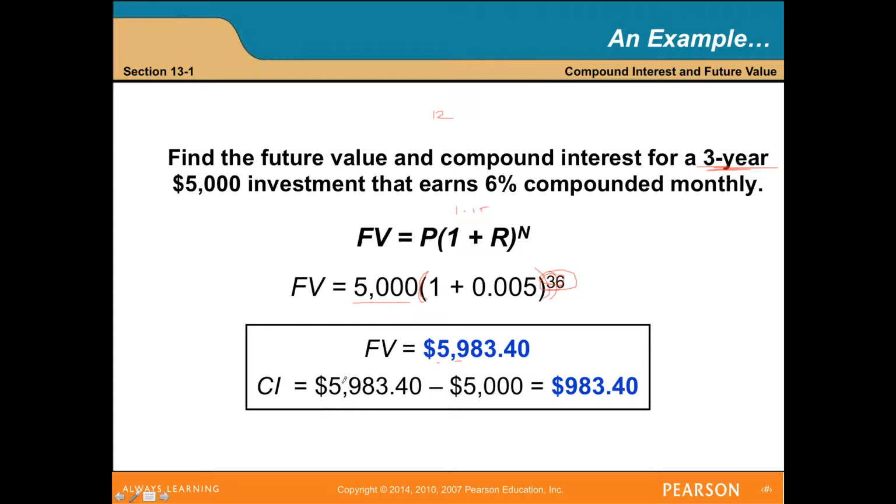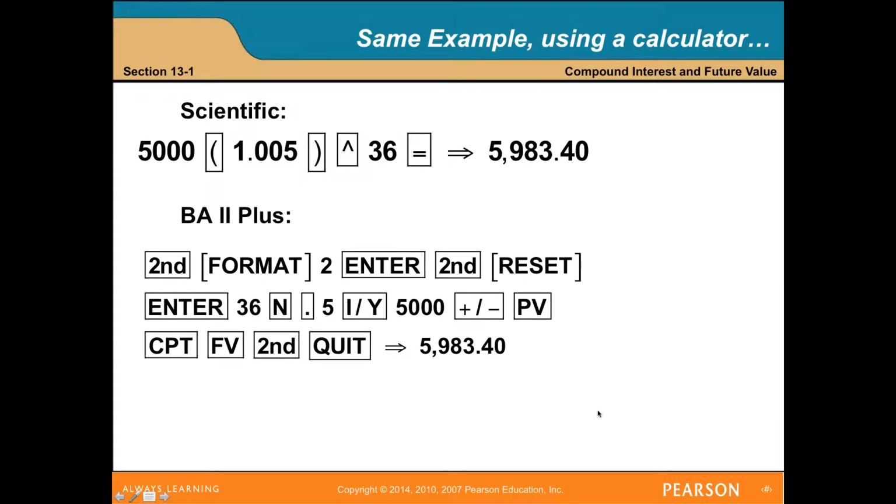So the compound interest: $5,983.40 minus $5,000 equals $983.40. So this is the cost of borrowing, or your compound interest.